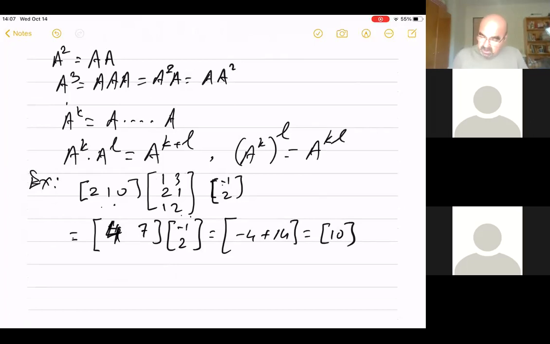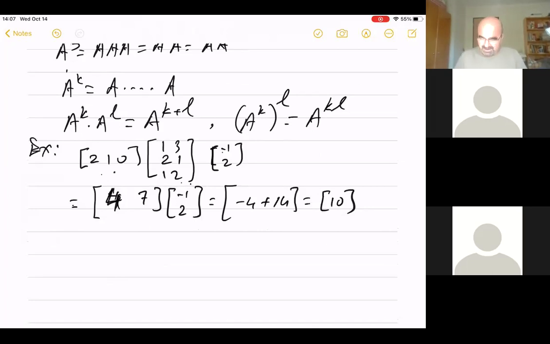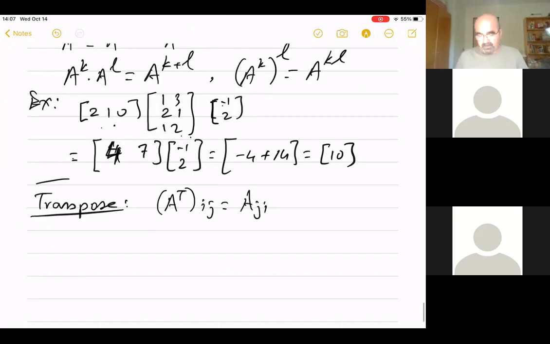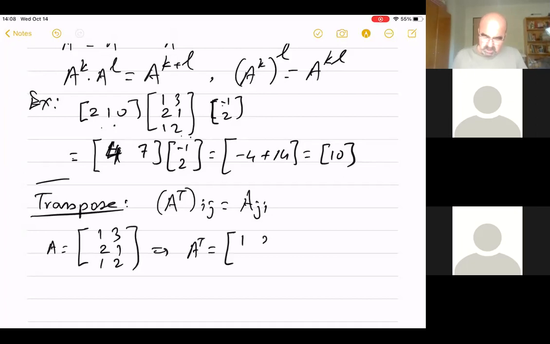Okay, about the transpose. Remember what the transpose was? For the transpose of a matrix, the ij-th entry of A transpose is the ji-th entry of A. Let's see an example. Let's take 1, 3, 2, 1, 1, 2 from the above example. Then A transpose is 1, 2, 1, 3, 1, 2. You make rows columns and columns rows.